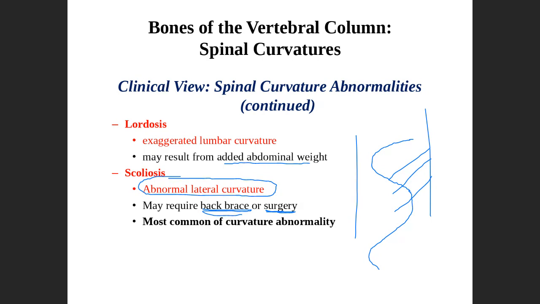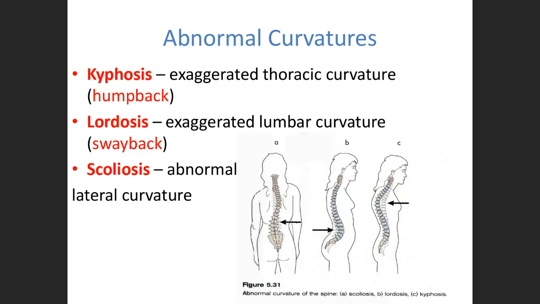It could take years. It could take, I won't say decades, but it depends on how bad the curvature. And they're having a high success rate. So it's really kind of neat. So here you can see the examples. Here's that kyphosis, that hump back. Here's our lordosis, that increased curvature in the lumbar spine, and then our scoliosis, that's side to side.